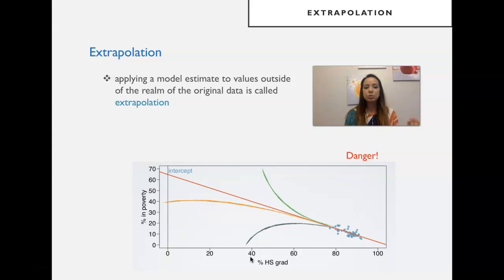So if you're trying to predict things that are outside of the range of your data, that have values of your explanatory variable that's outside of the range of your data, what you're doing, you are extrapolating, all right?